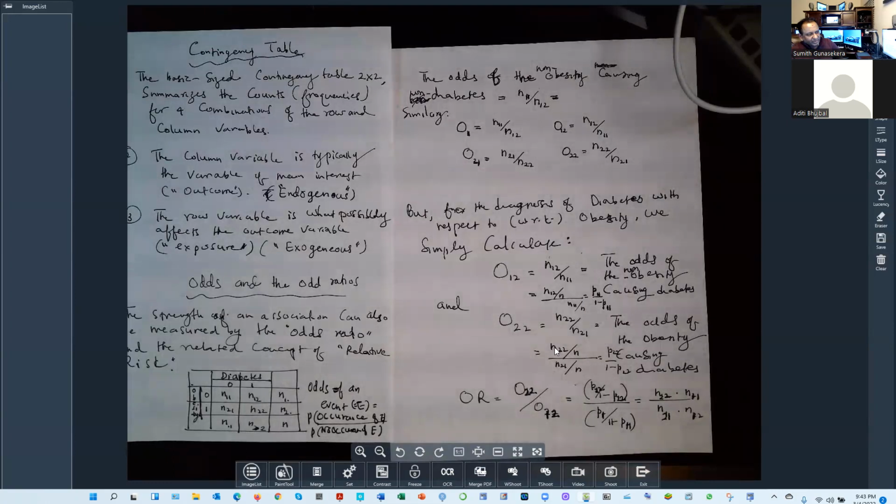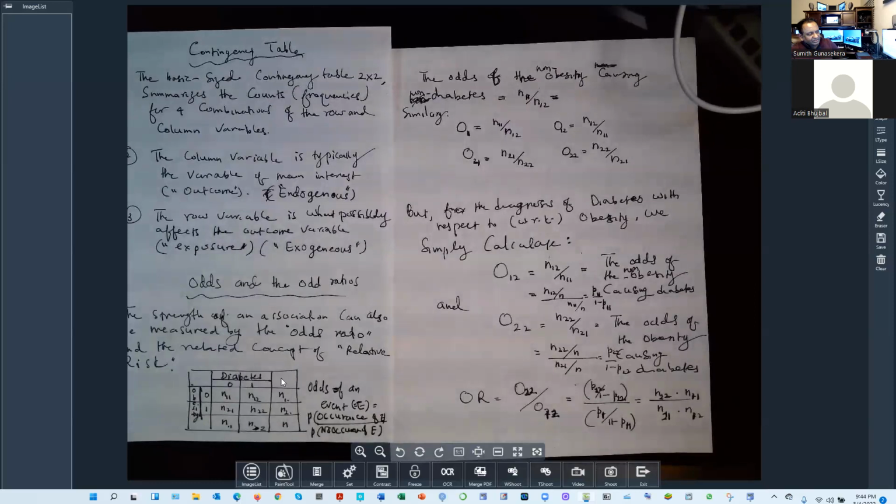So if you simplify, you get n22 over n21. Occurrence to non-occurrence. This is the cause, this is the reason. This is the condition. X will be what causes one to get that particular condition. Like that, you can look at it that way. So when you simplify, you get n22 divided by n21.